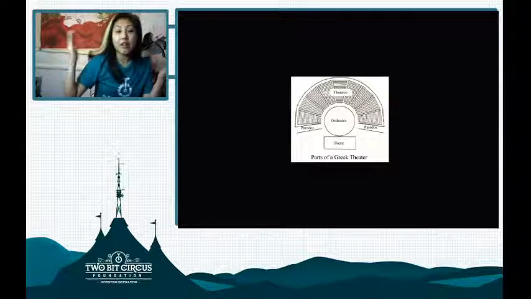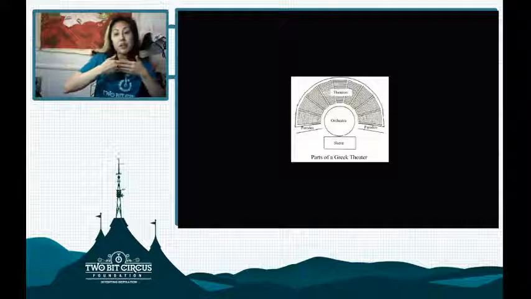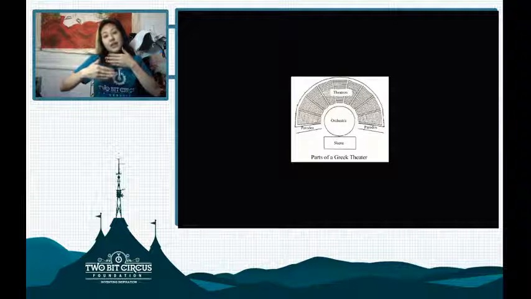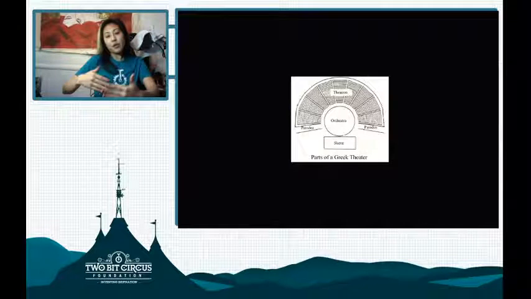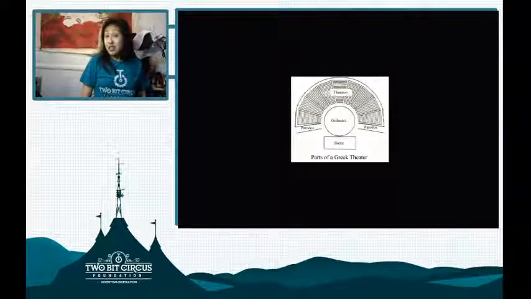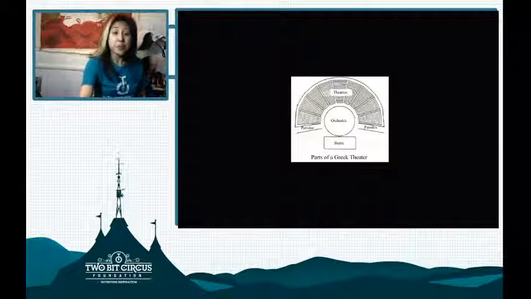So in the very back would be the skene, or the background, to help set the setting. In front of that would be all the actors. In front of them would be the Greek chorus. And then in front of those people would be the audience, which is not too far from what we have today. In a traditional theater today, we have the stage, which the actors play on, the audience area, which is where the audience sits.